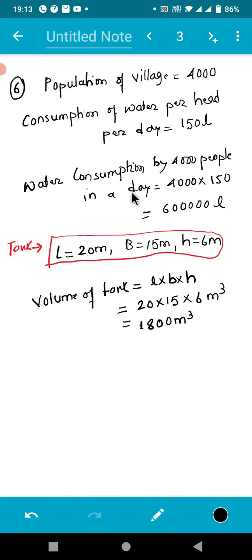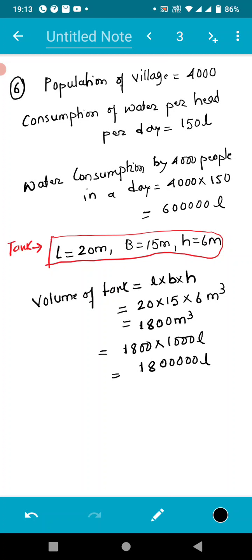Now, this is the total water consumption by 4000 people in a day, and this is the volume of tank which is having 1800 meter cube. Now see, this is in the liter form and this is in the meter cube form. So let us convert this meter cube form into the liter form. In that way, you have to multiply 1800 with 1000. That means the tank can hold 18 lakh liter of water.